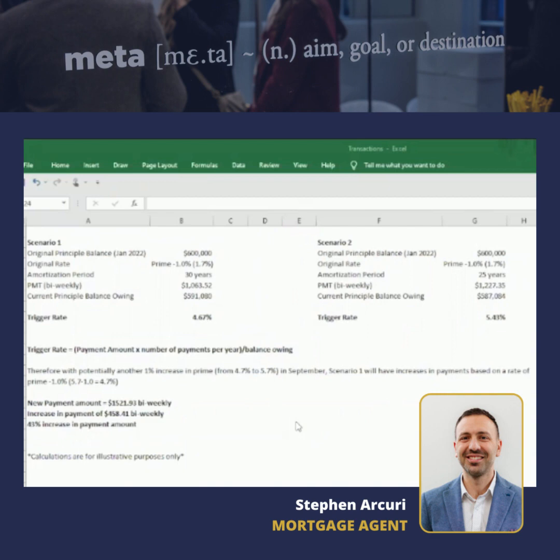Yeah, because they've been used to paying $1,063 because they were in a fixed payment this whole time. Now the rate's gone up to 4.7, which is just above their trigger rate of 4.67. And so all in one shot, they're getting hit with the payment increase rather than a gradual increase in a traditional variable rate with a variable payment. That's what we're saying, right? That's exactly it in a nutshell. You got it.